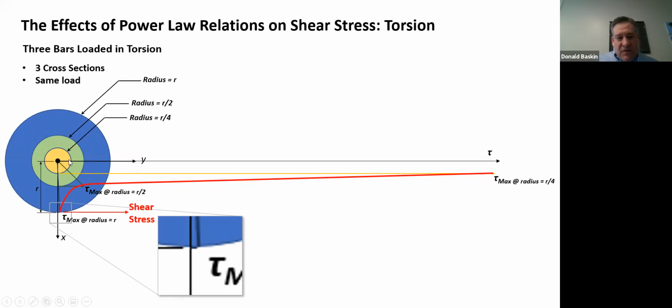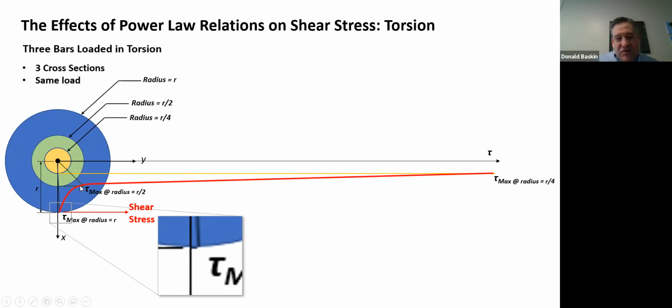If you draw what the stress looks like as a function of this radius, you see that the initial stress given some M is this tiny little vector right here. You can show it in the blow up. The length of this little line would be the stress. As you halve the diameter, the stress would become this line right here.